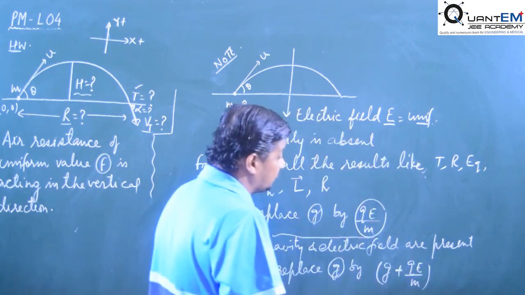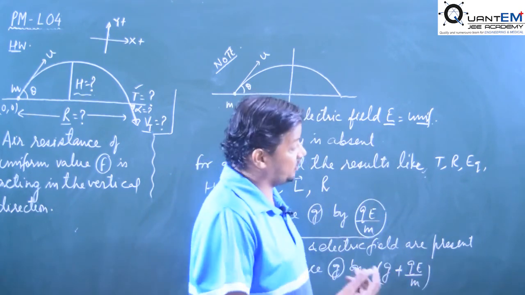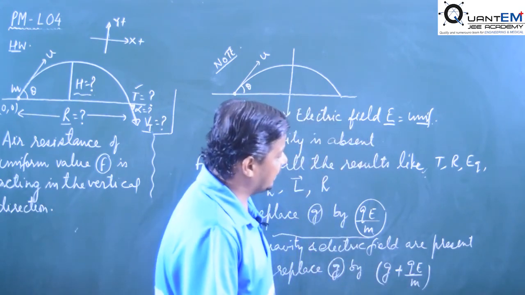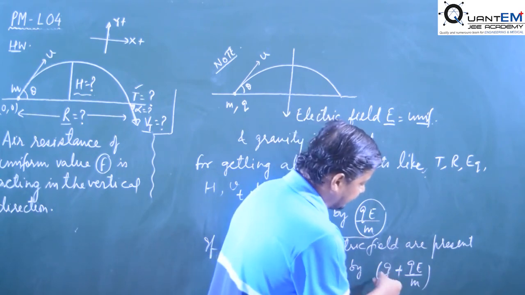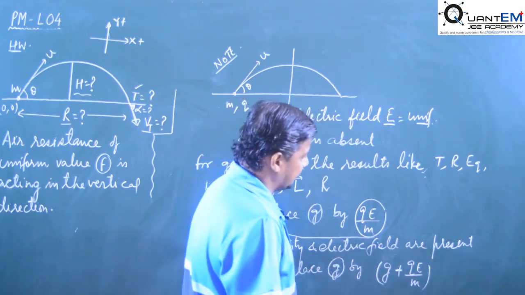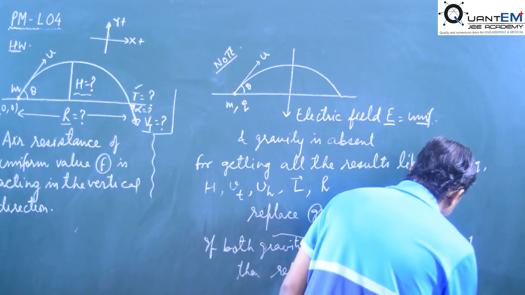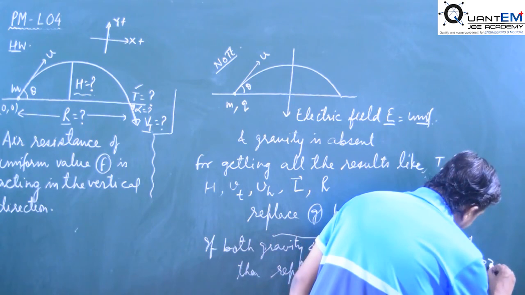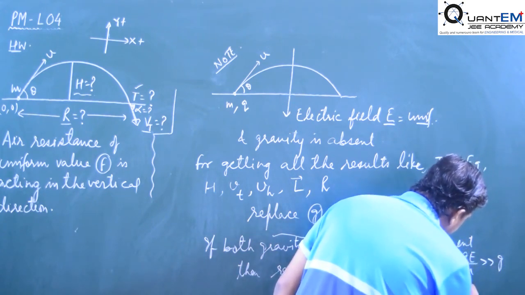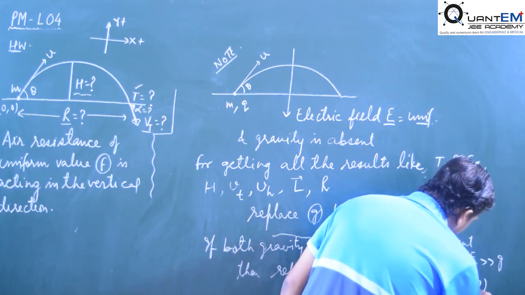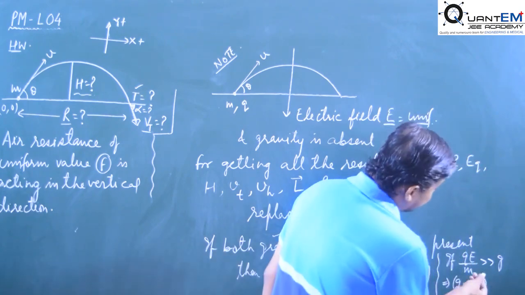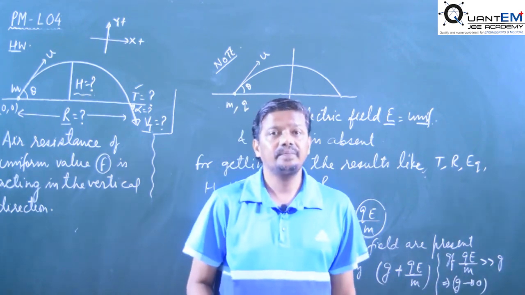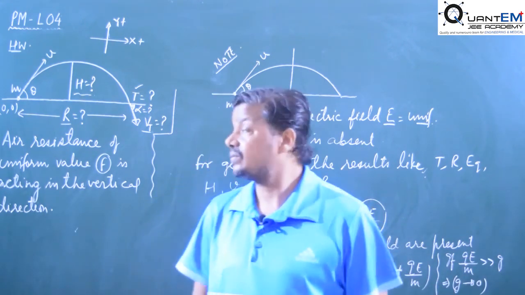Okay, if the electric field is of large magnitude, that is, qE by m is much greater than g, then you may neglect g. And if g is much greater than qE by m, in that case qE by m may be neglected. Okay, so this one was the theoretical concept of the oblique projectile.